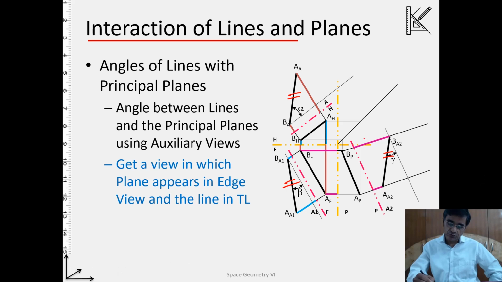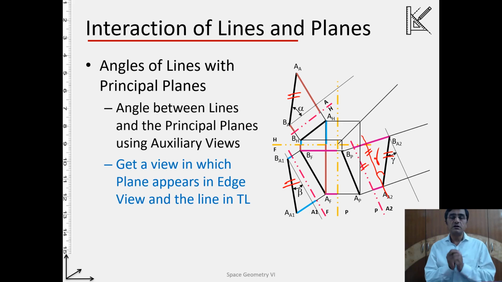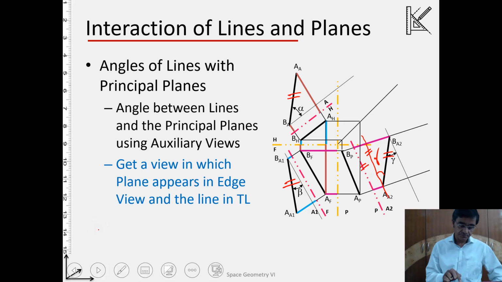So whether I do it this way or I do it here, that's the angle gamma, because the line here is parallel to the edge view. Okay, so this is how we can determine the angle of an oblique line with the three orthographic principal planes.